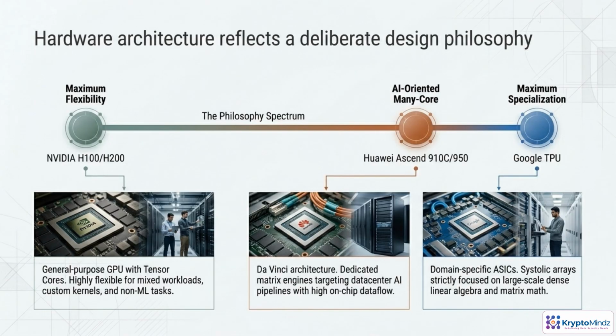Each of these accelerators reflects a different design philosophy. NVIDIA H100 and H200 remain general-purpose GPUs. They give you maximum flexibility. You can run deep learning, graphics, scientific computing, and custom CUDA kernels on the same device. Huawei Ascend 910C and 950 move closer to an AI-only mindset. Their Vinci cores and matrix engines are tuned for data center AI pipelines with high on-chip data flow. Google TPUs sit at the extreme, domain-specific chips whose systolic arrays are optimized almost purely for massive dense matrix multiplication.